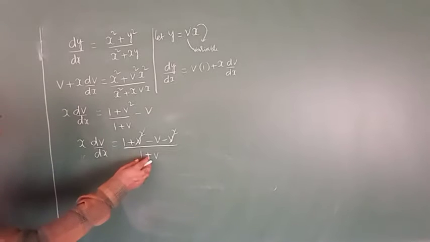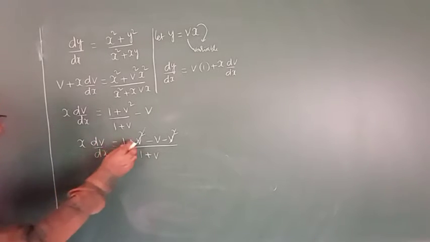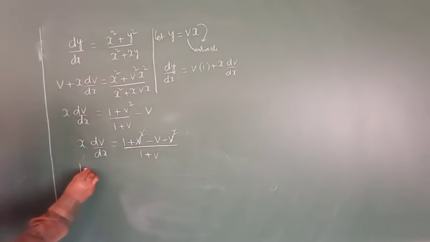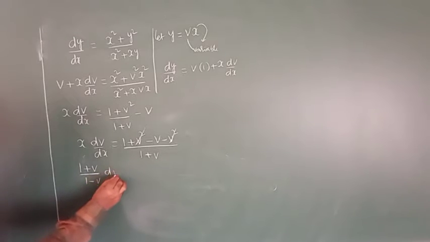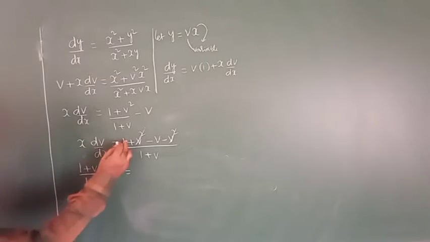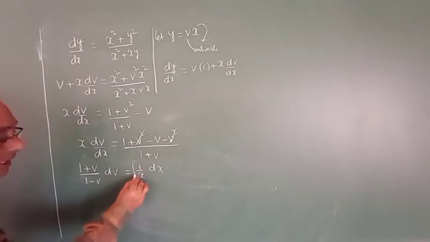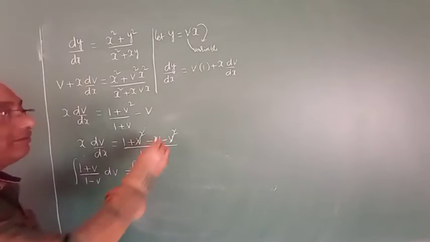So now bring the v terms on the dv side and the x terms on the dx side. 1 plus v by 1 minus v into dv is equal to 1 by x into dx. So an exact derivative has come. Now apply the integration. Now start integration, everyone.